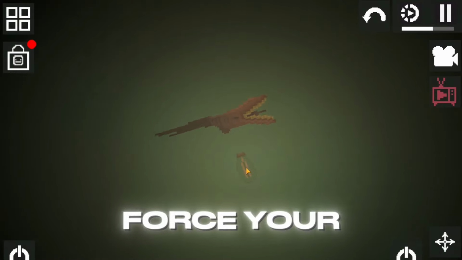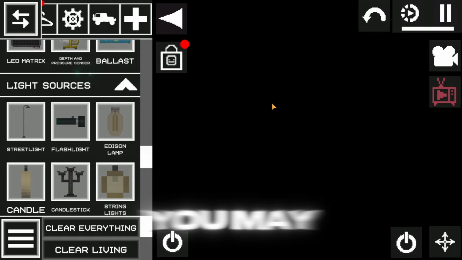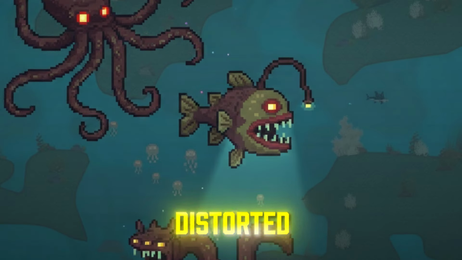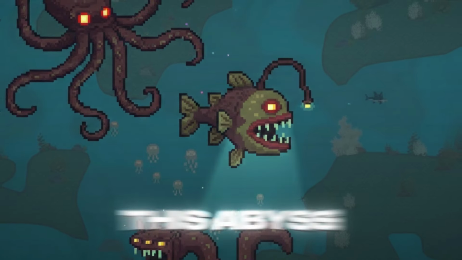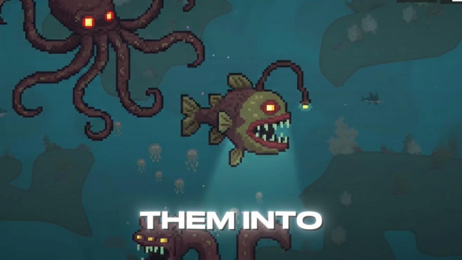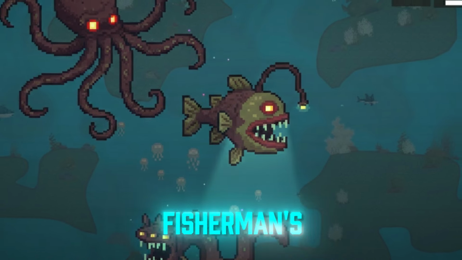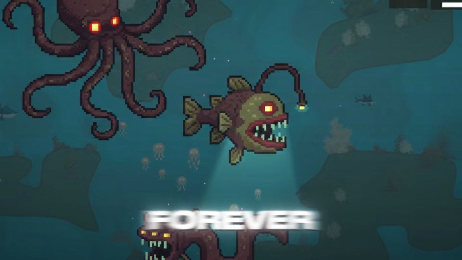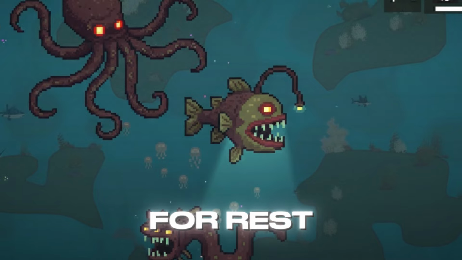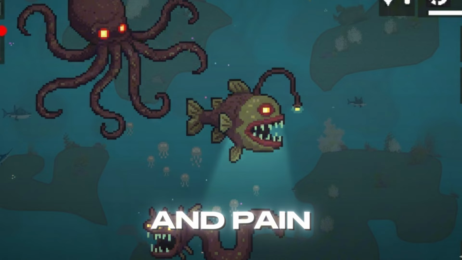The next time you force your melon to dive into these depths, take a closer look at the shadows. You may see not only these monsters there, but also your own reflection, distorted by the lens of the endless ocean. This abyss does not forgive mistakes. It devours them, turning them into new nightmares for future generations of players. And as long as the fisherman's lantern burns, the hunt will continue forever, because in a world where there is no end, there is no place for rest. Only endless struggle in the cold darkness among pixels and pain.